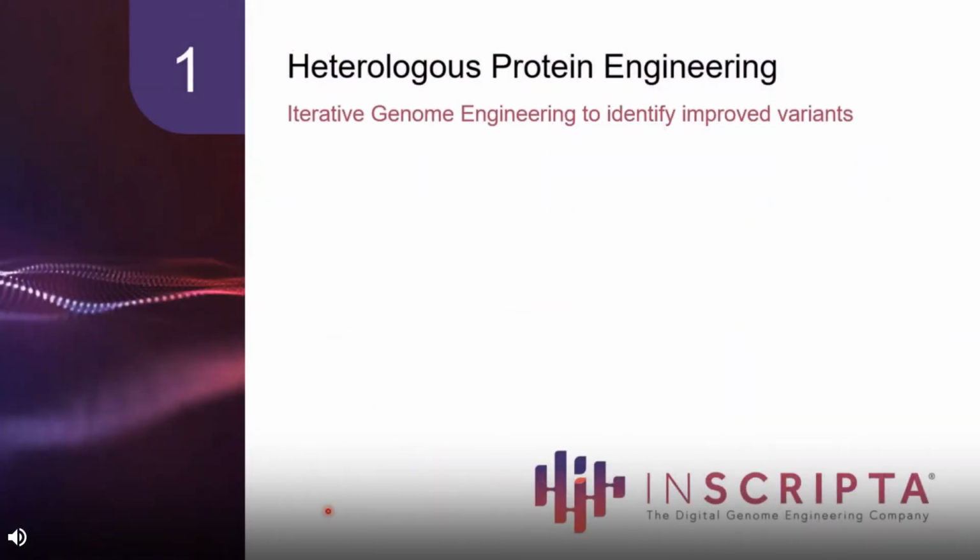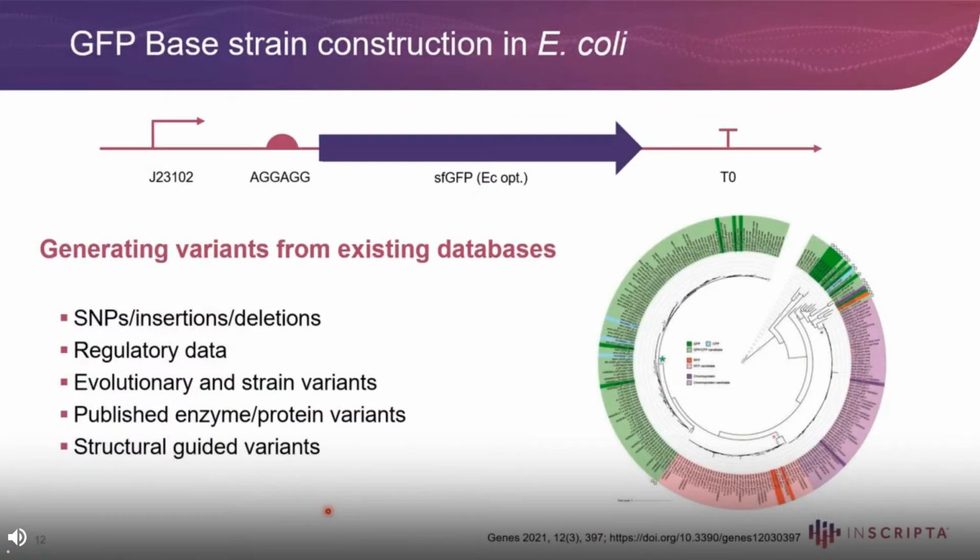Okay, so now I want to tell you about some applications where we use this iterative genome engineering for a particular purpose. So this first one is where we wanted to do heterologous protein engineering. So basically do some protein engineering on a protein that we've introduced into the genome of E. coli in this example.